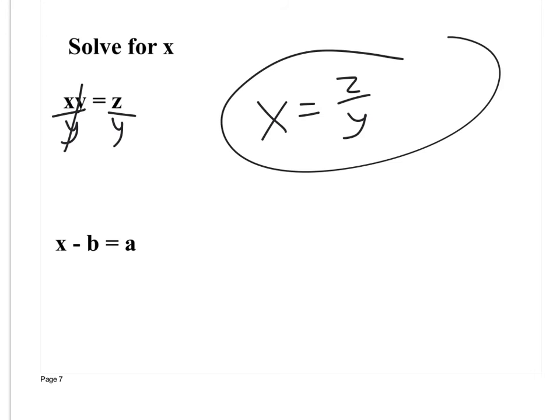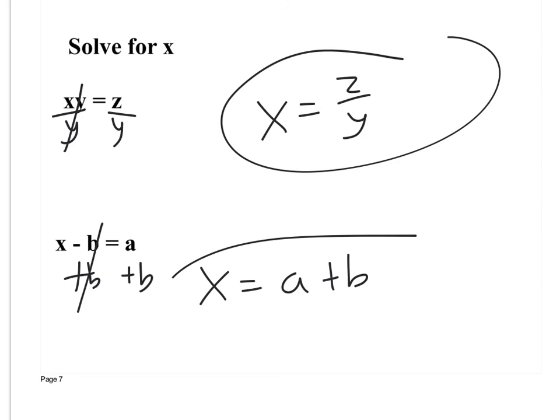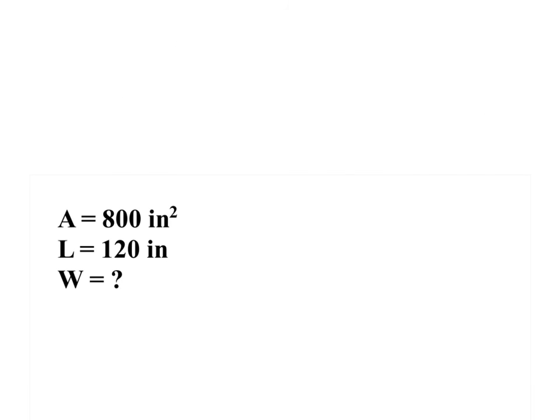Here, x minus b is equal to a. My goal is to solve for x, so x has to be by itself. So I look at what's being done to x. I'm subtracting b. So how do I get rid of it? I add b to both sides. So x is equal to a plus b, and there's my answer for that. Okay? Easy. Alright, one more.